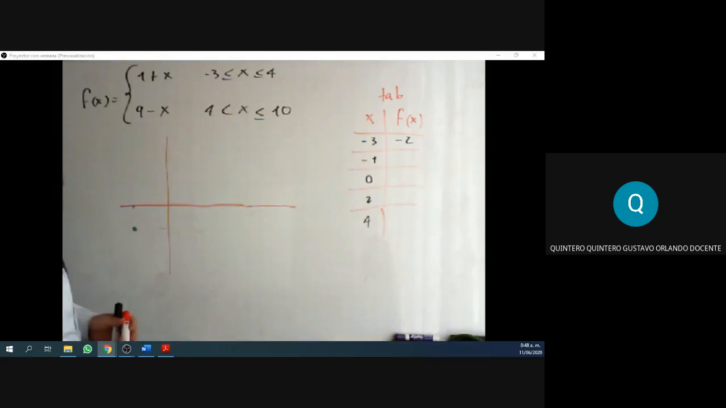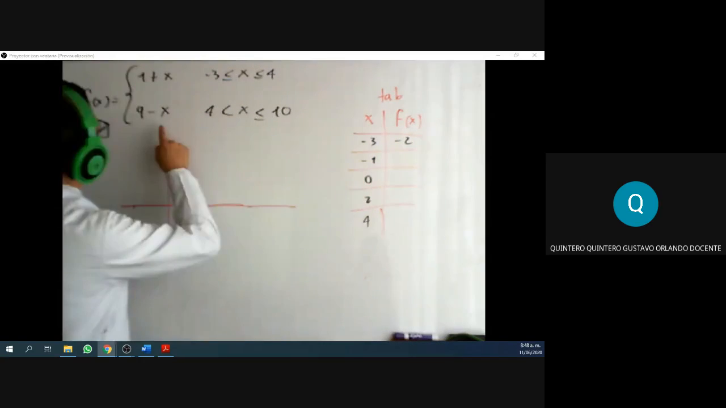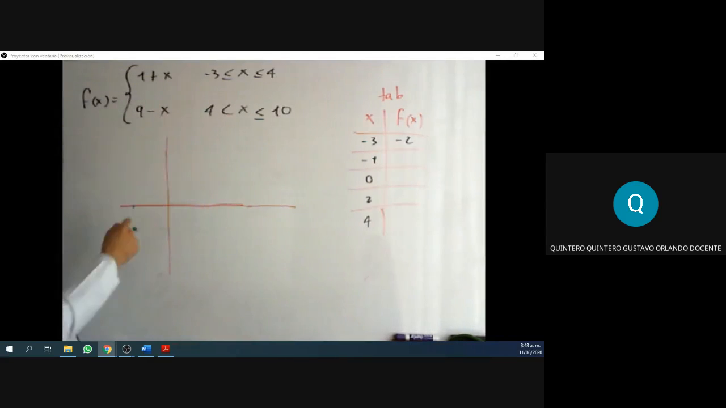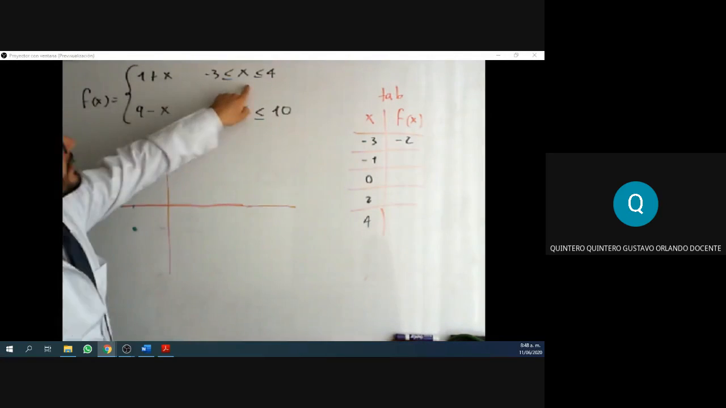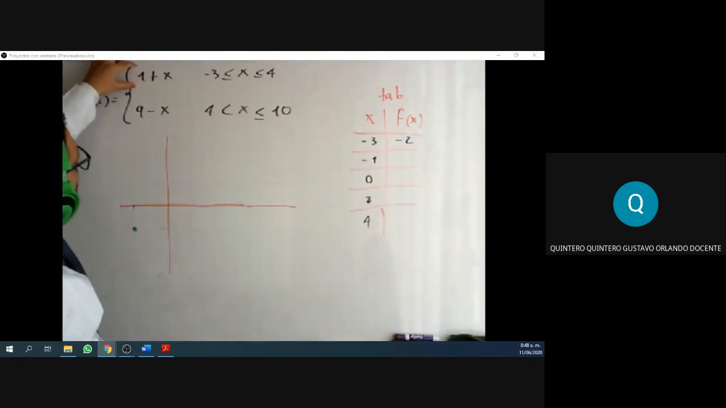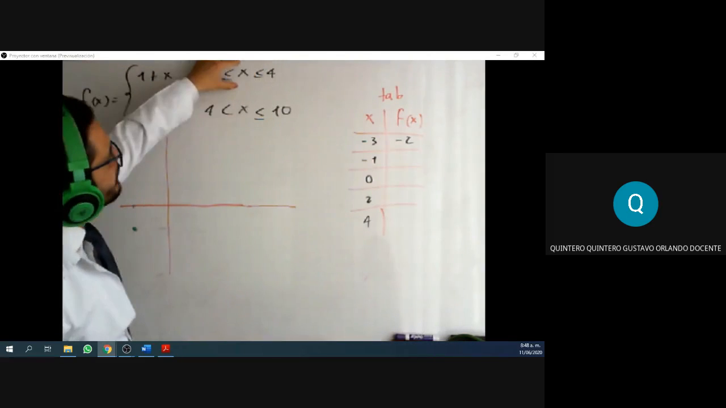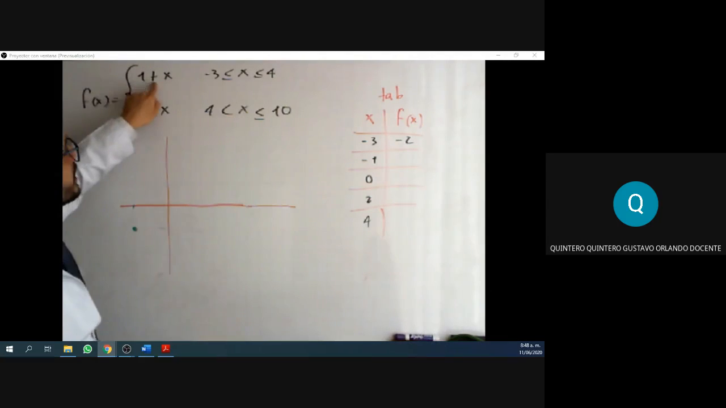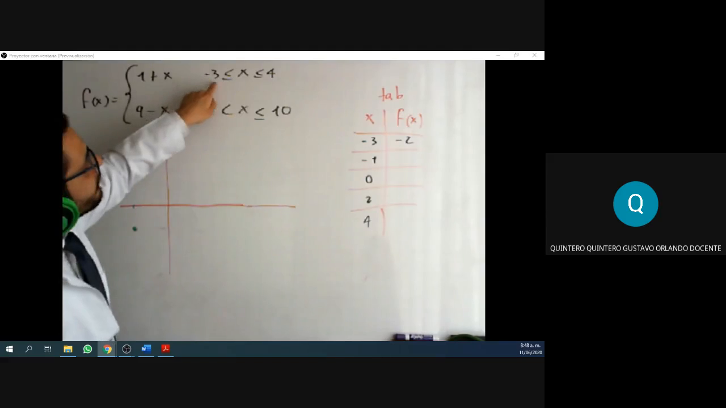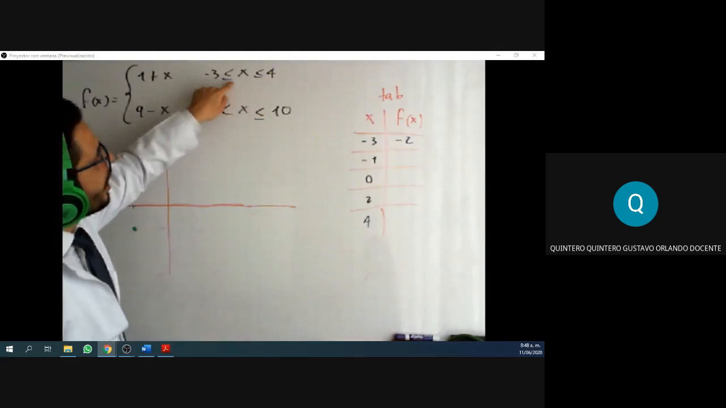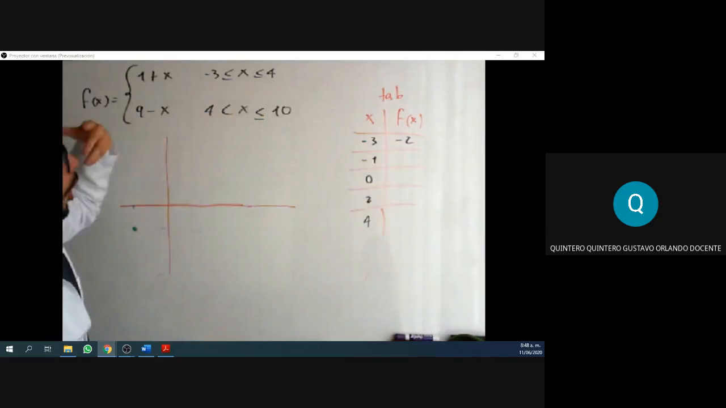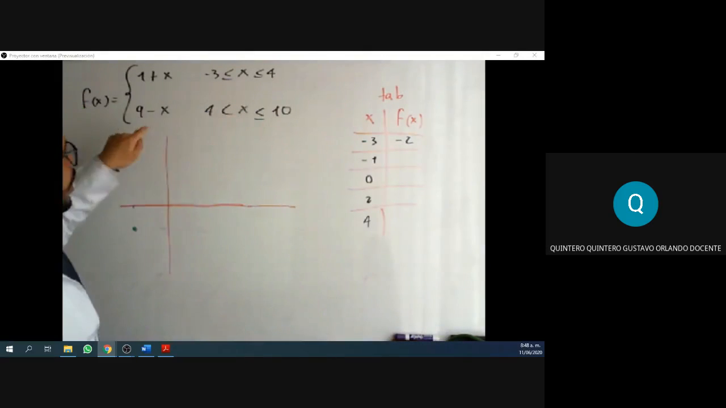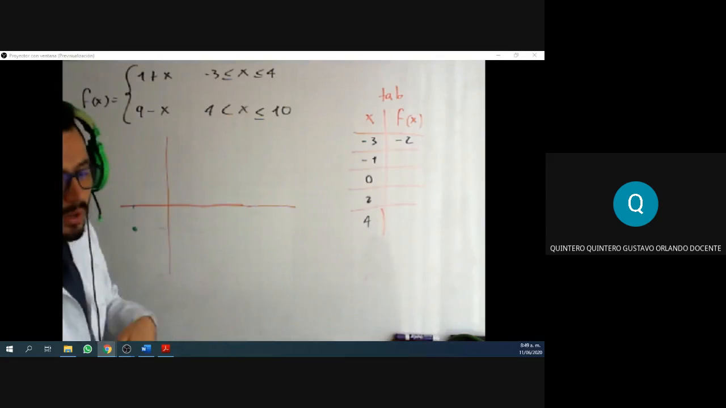That's simple. Now the question is, teacher, why didn't you replace the -3 here? Look, here is an x. Why did you replace it here and not here? Because of the domain. Here we have an instruction. Each piece of the function has an instruction, a domain related to that piece of the function. So for this piece, only the values between -3 and 4 inclusive are going to go here. And for this piece, only the values between 4 and 10 inclusive are going to go here, right? If I have a different value, I am not going to count it.